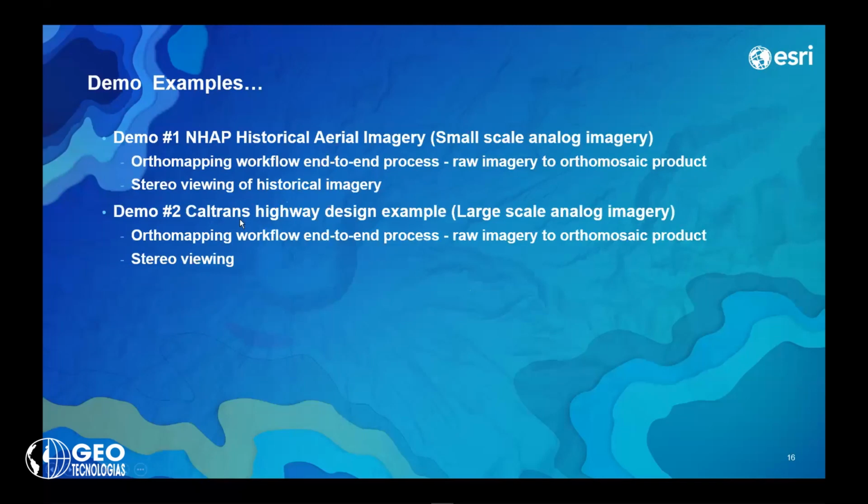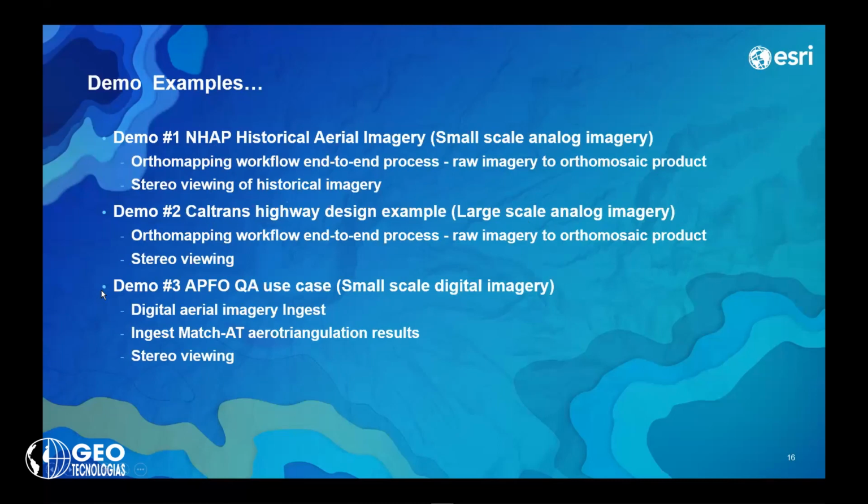The second one is going to be looking at a much larger scale analog imagery example, imagery that's used for highway design. So this is normally higher resolution, higher accuracy. And we're going to look at that same workflow with different data end to end. And both of them also support stereo viewing as a result.